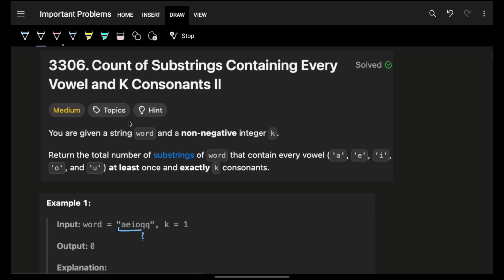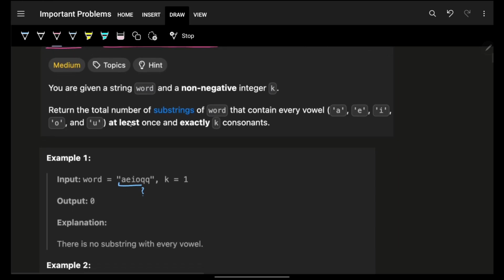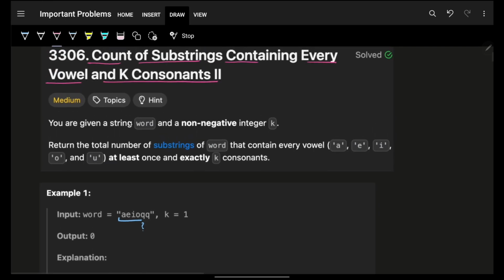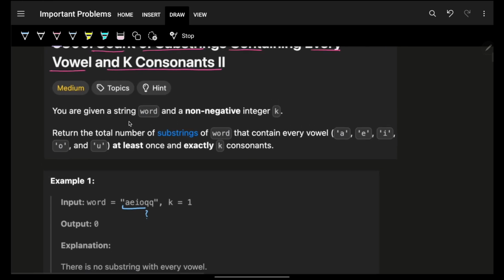In this video, we're gonna see a problem: count of substrings containing every vowel and k consonants too. It simply says that, again, there's a one version as well. It's an easy one. You can solve it via simple brute force. You'll see the brute force as well.